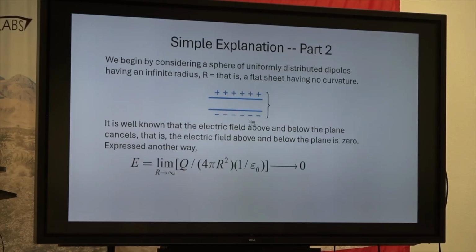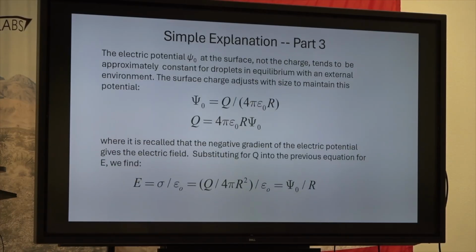What else? Let's imagine you have a capacitor. You want to see capacitors. Capacitors are flat. They have positive and negative all lined up. We begin by considering a sphere of uniformly distributed dipoles having an infinite radius r, that is flat, just imagine infinite extent. And I'm telling you, above and below, r is infinity, radius of the sphere, stretch it out, gets 0, no electric field. You don't see an electric field outside a capacitor. You see it inside, plus and minus, but you don't see it outside. There's no electric field. Now, what happens when you bend the flat sheet? You pick up an electric field, and I'm starting to show you. The electrostatic potential psi naught at the surface, not the charge, tends to be approximately constant for droplets in equilibrium with an external environment.